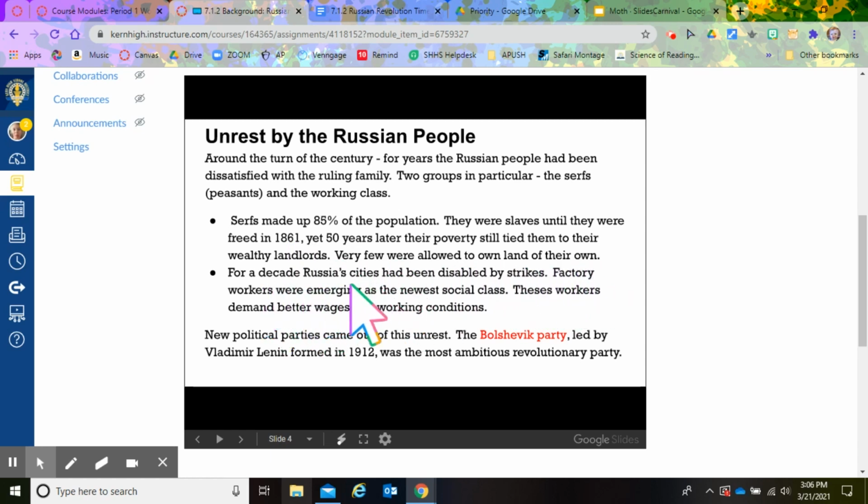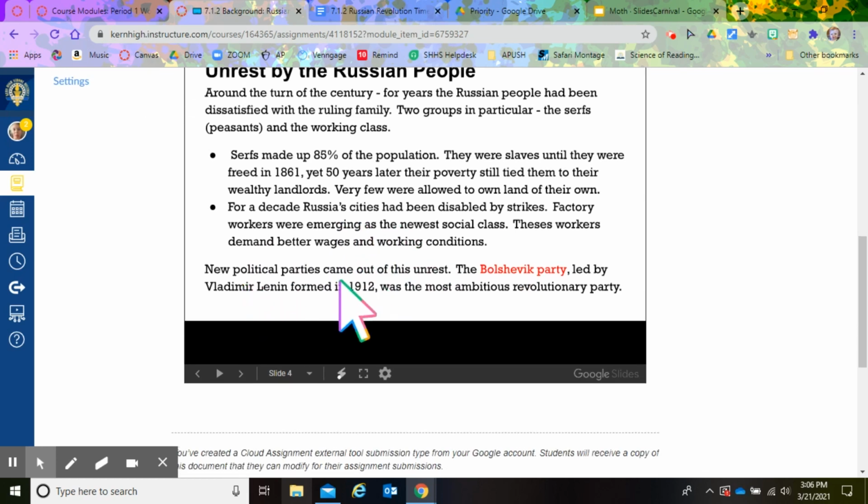For a decade, Russia's cities had been disabled by strikes. Factory workers were emerging as the newest social class, and these workers demanded better wages and working conditions. So new political parties came. This is a very important part of this. The new political parties came out of this unrest. The Bolshevik Party, notice how it's in red because it's very important, led by Vladimir Lenin, he's very important, was formed in 1912 and was the most ambitious revolutionary party at the time.